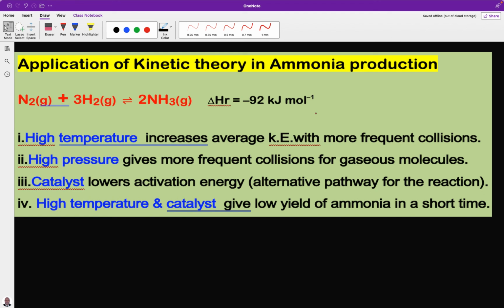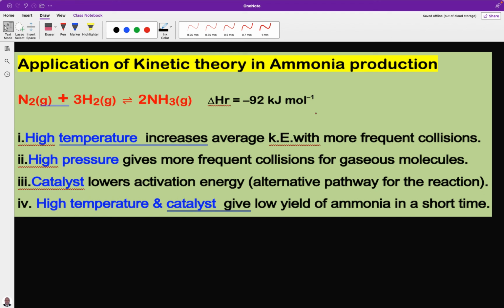When there's high pressure too, as I earlier told you, it means there is more frequent and successful collision between the particles and the walls of the container. High pressure gives more frequent collision between gaseous molecules and the walls of the container.